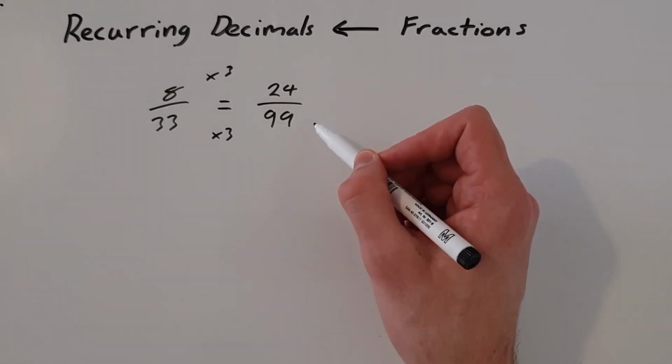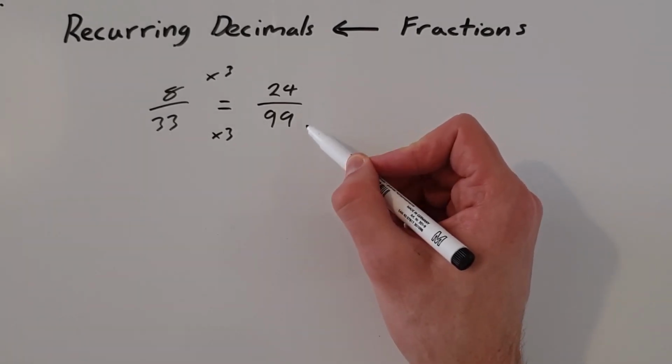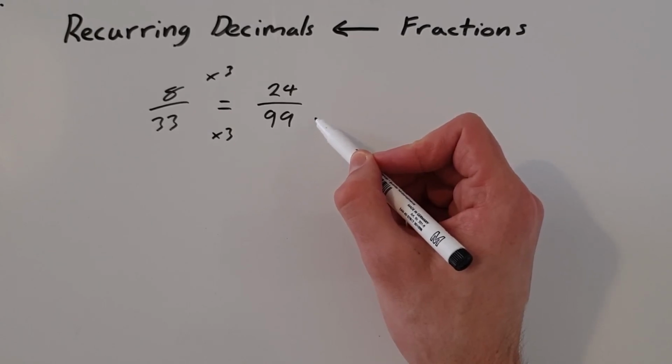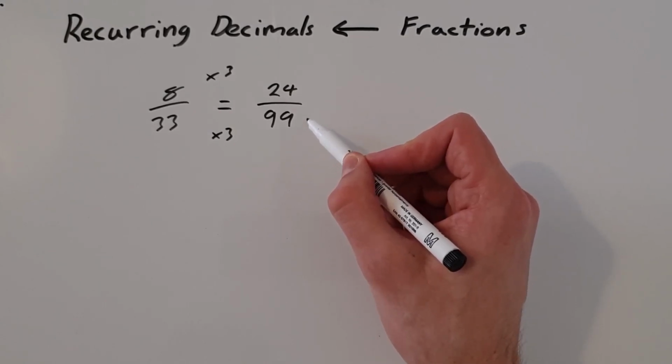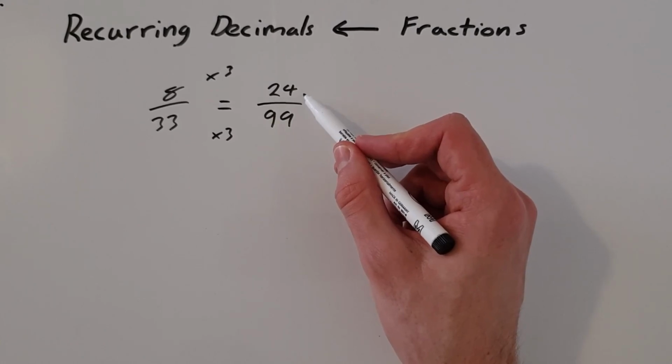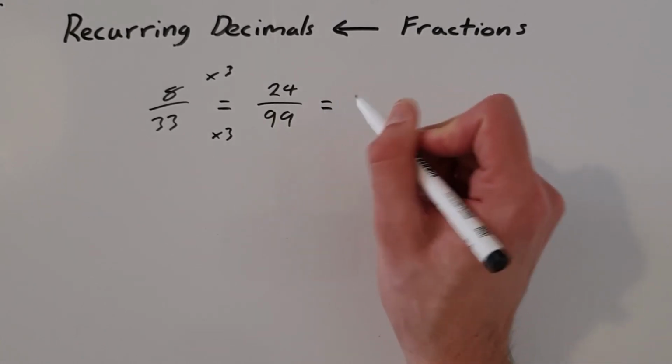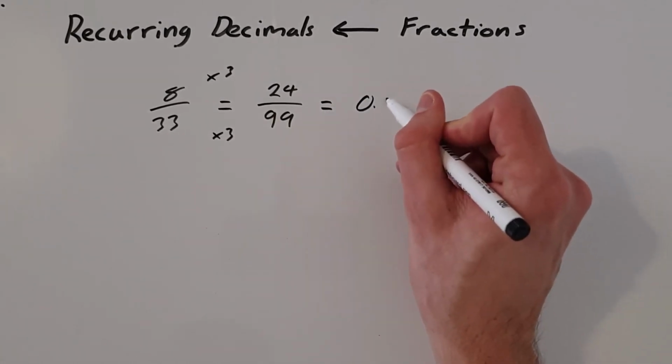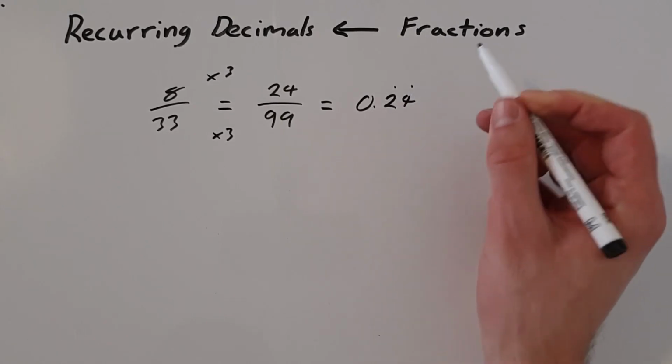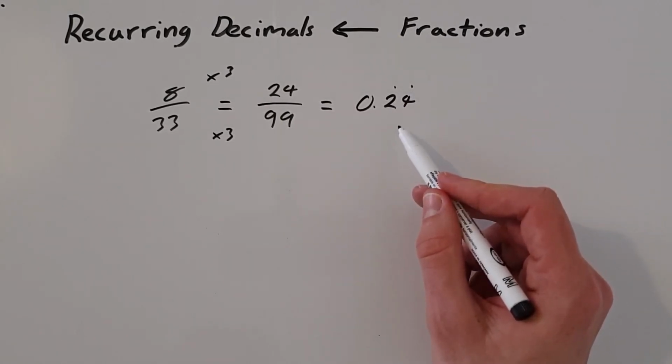Okay, so when we have a fraction like this where it is just over 9s, what we then know is that it will be a recurring decimal, and whatever is on top will be the recurring part of that decimal. So this will simply become 0.24 recurring, just like this. And that's it.